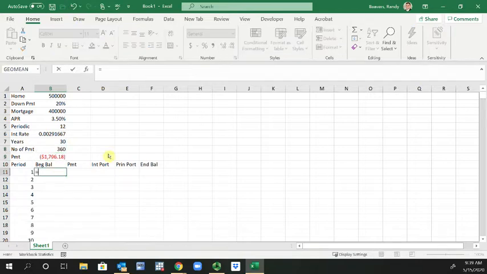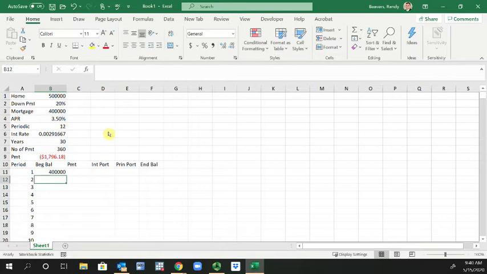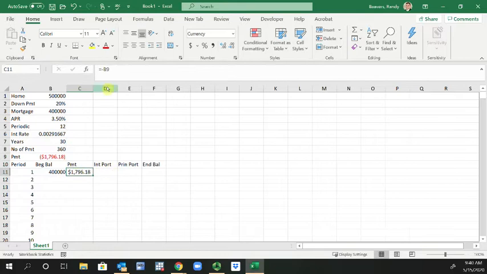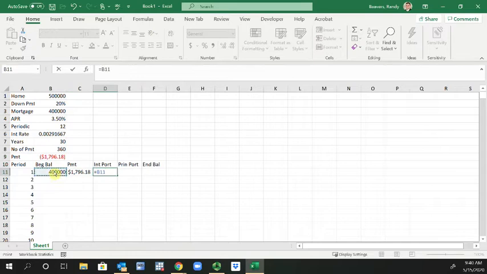Okay, so our beginning balance is the 400,000. Our payment, I'll put equal minus the payment here because I'll have positive numbers. And we're going to anchor that because in this case it's going to stay the same. The interest portion is equal to the beginning balance multiplied by the interest rate for that period. And we'll anchor.